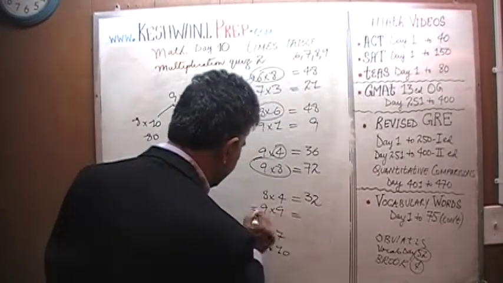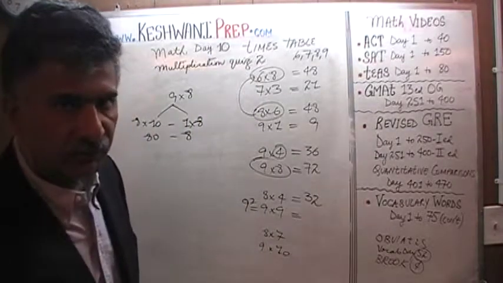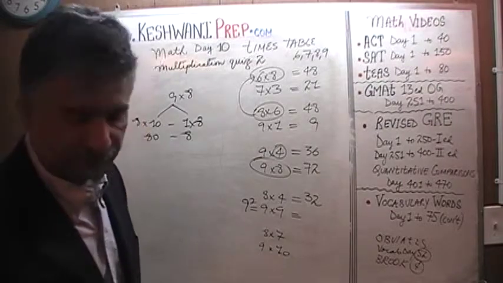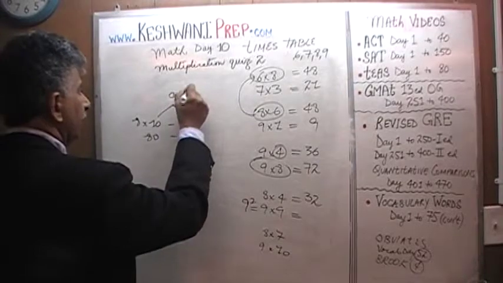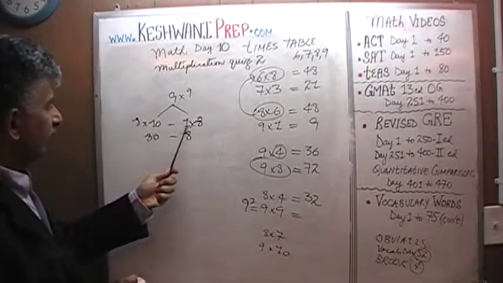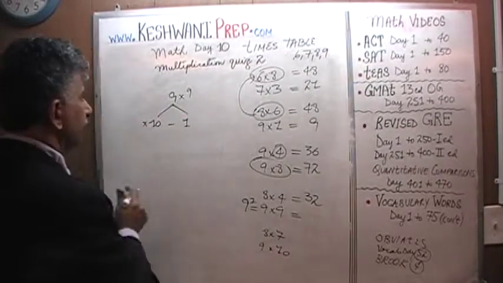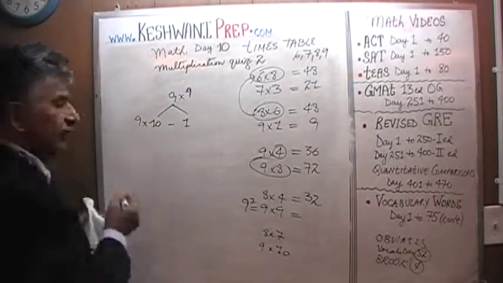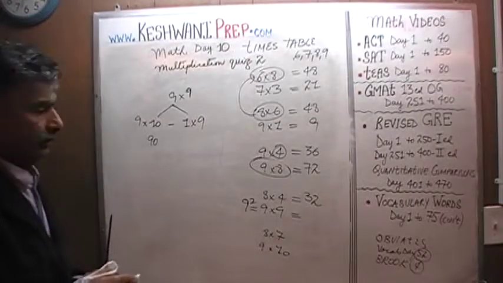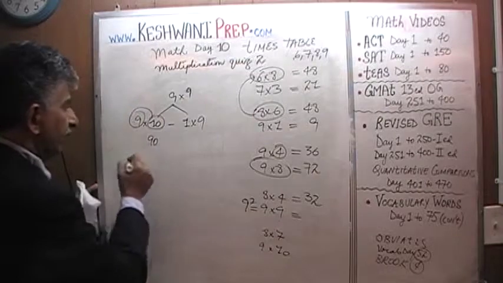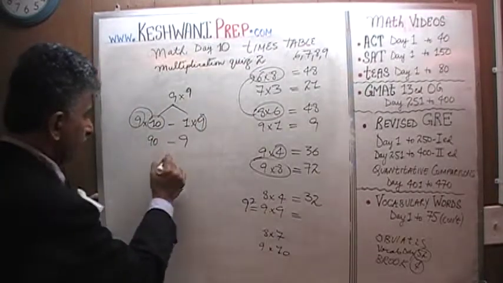9 9s are 9 squared. You should know your squares. 1 squared, 2 squared, 3 squared, 4 squared, and so forth. 9 9s are, well, let's find out. 9 can be written as 10 minus 1, and we want 9 of them. So 10 9s minus 1 9. 10 9s is 90, minus 1 9 is 81.